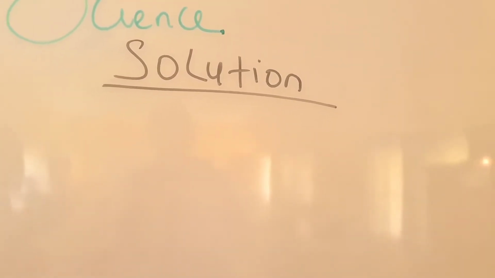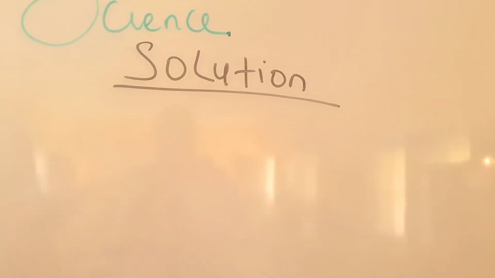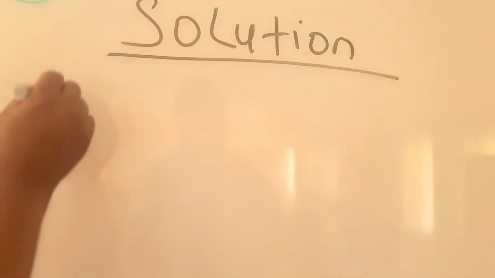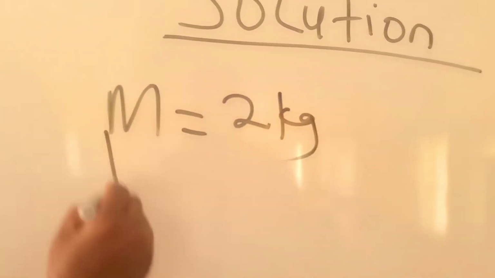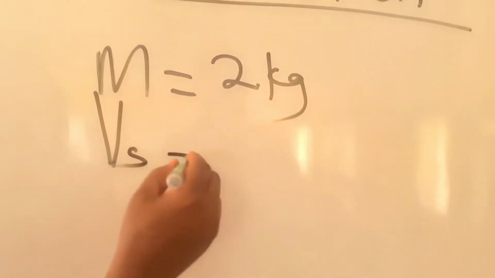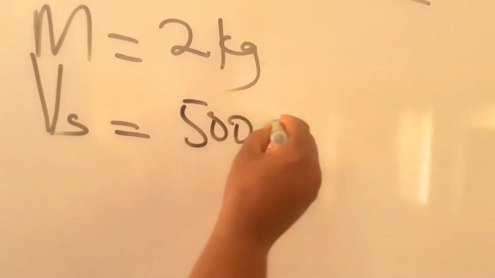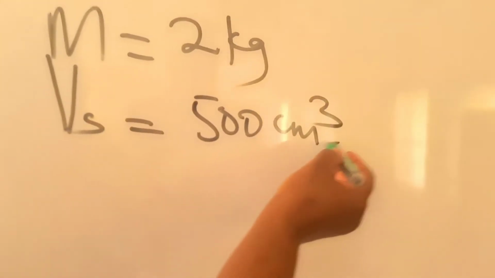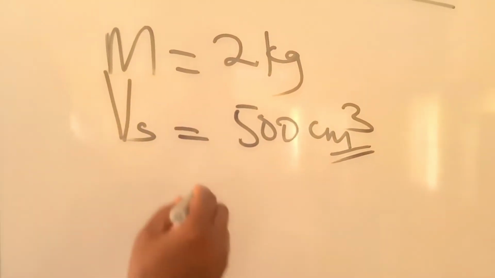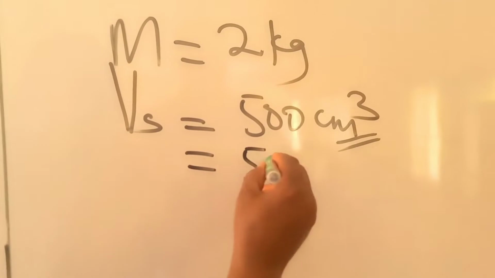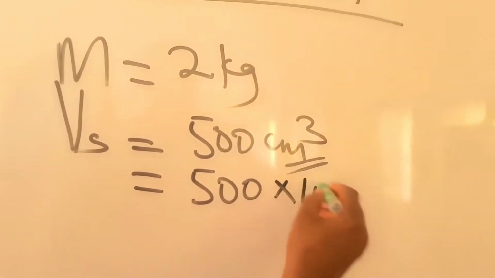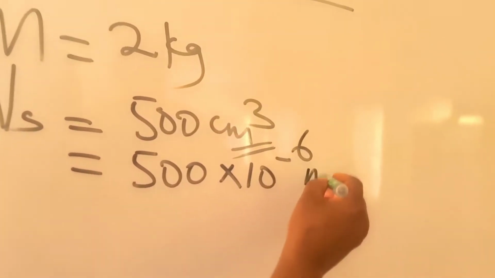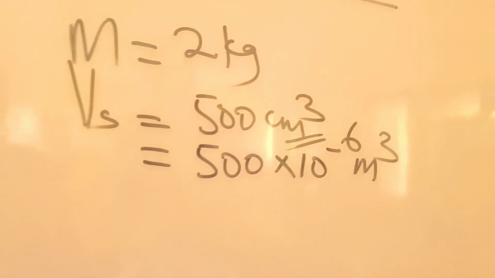Solution. First of all, you must start by writing out the known parameters. And the known parameters here are, we have the mass equal to 2 kilograms, and then the volume of the object is equal to 500 cm³, and this cm³ must be changed to SI unit, and we now have 500 × 10⁻⁶ m³. That's what it should give us.